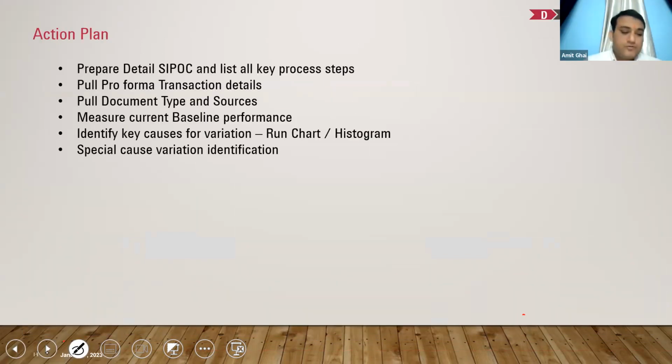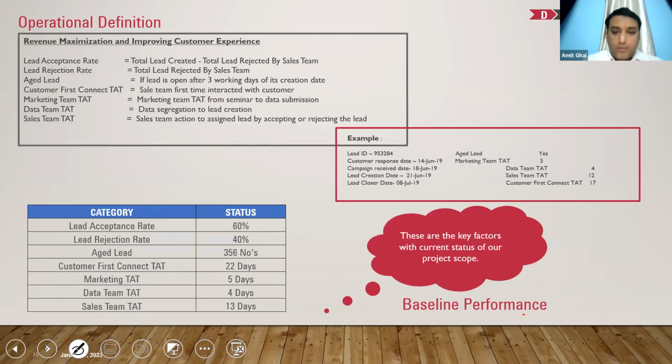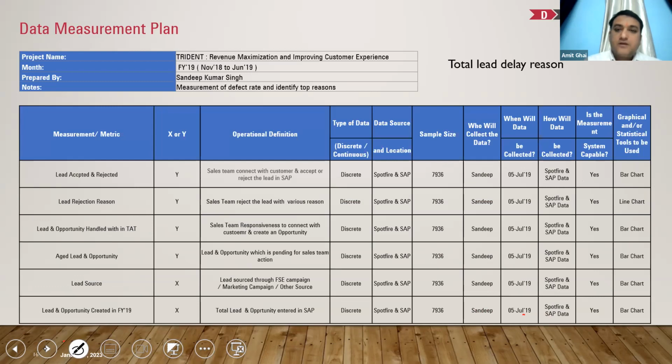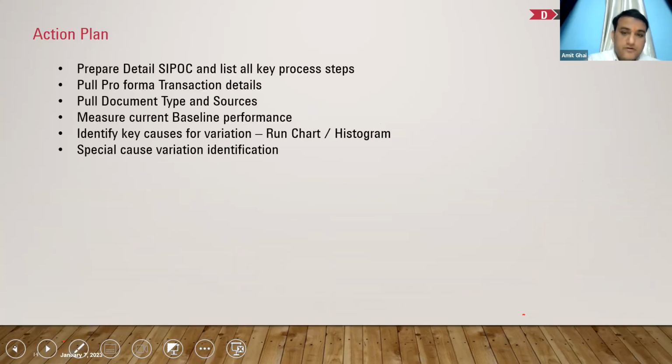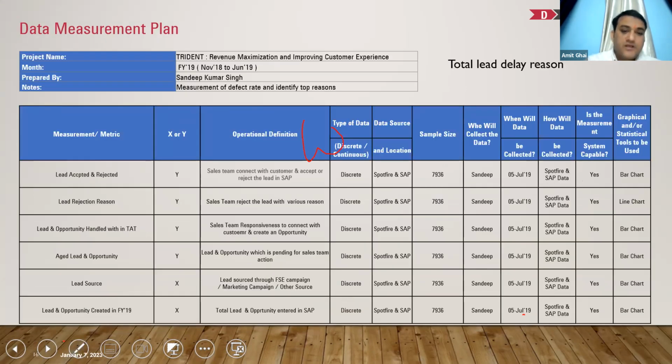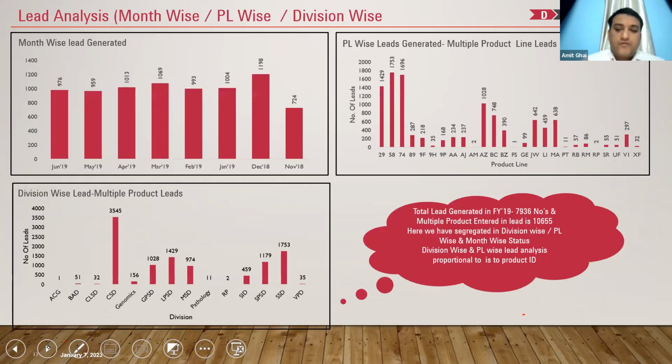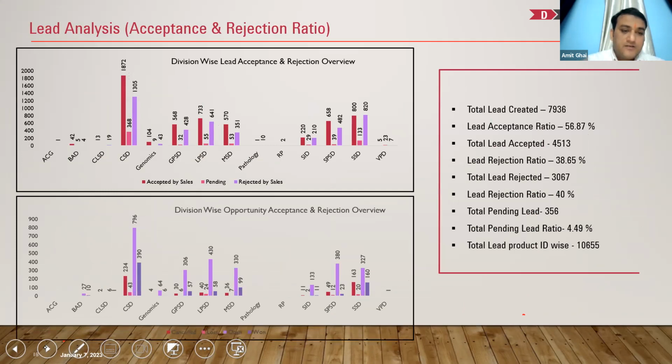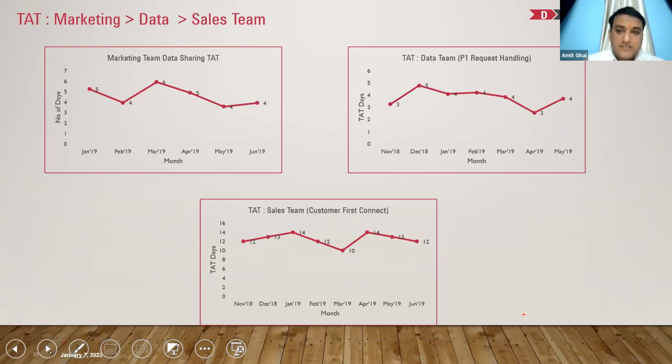in which, as I told you, the first thing is to define your operational definition and your data measurement plan. Here you basically define with the help of this team what to measure, what is the kind of data, from where it will come, who will measure it, when it will be measured, and what will be the graphical or statistical tool through which you will actually show it.